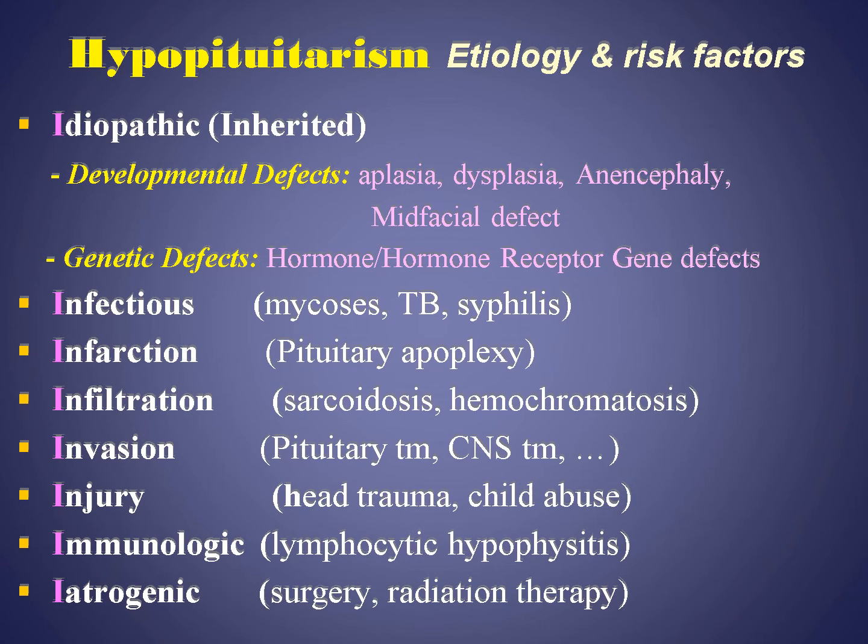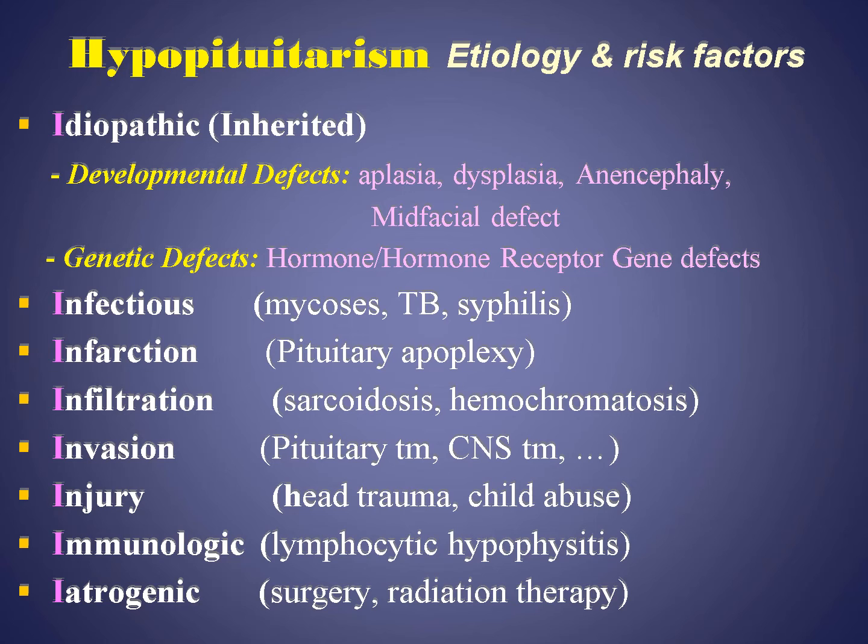As regarding the etiology of hypopituitarism, we may have many causes. As you see, they all start with the letter I to make them easy for you to remember. It could be idiopathic or inherited, either a developmental defect in the pituitary gland in the form of aplasia, dysplasia, anencephaly, and midfacial defects, or genetic defects in the form of either hormonal deficiencies resulting from defects of enzymes needed for synthesis of these hormones, or hormone receptor gene defects.